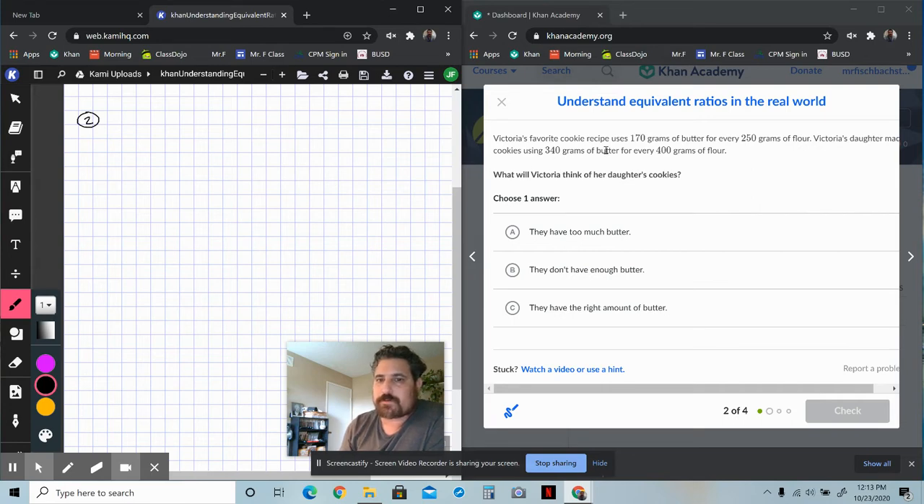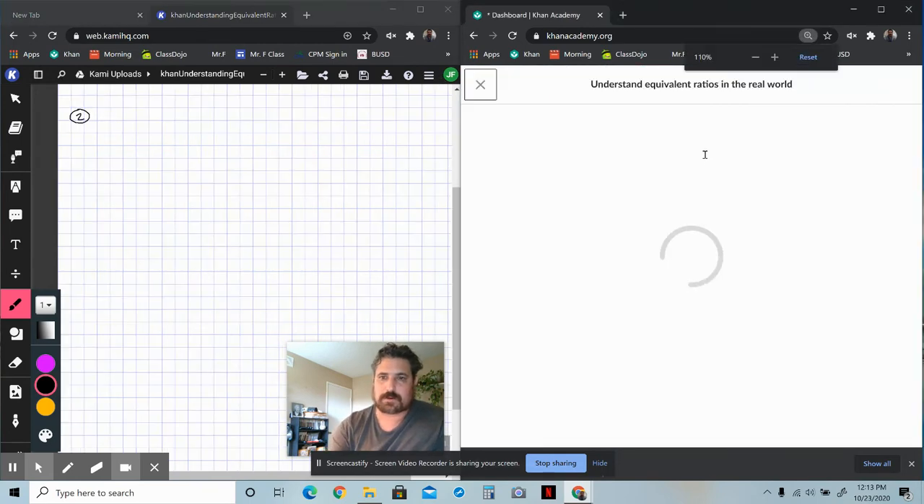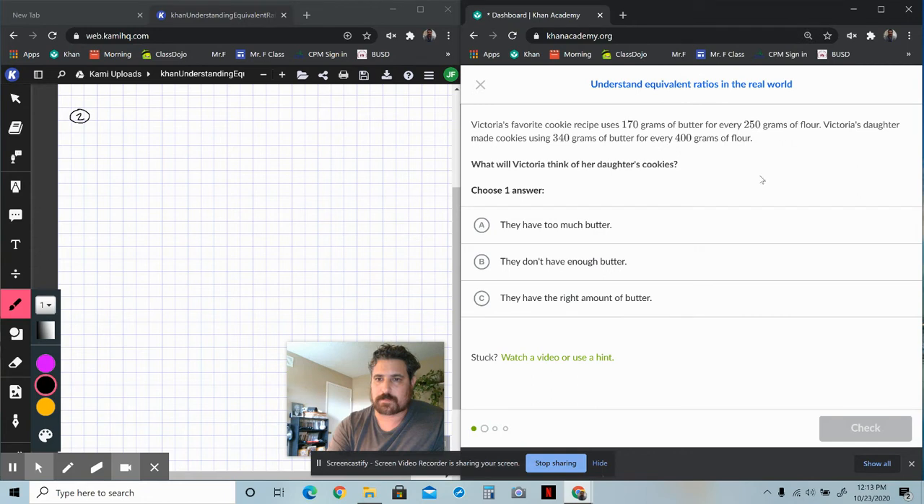It says Victoria's favorite cookie recipe uses 170 grams of butter for every 250 grams of flour. Victoria's daughter, let me zoom out a little bit because it's not showing me everything. Let me zoom in there. Okay, that's better. Victoria's daughter made cookies using 340 grams of butter for every 400 grams of flour. What will Victoria think of her daughter's cookies? Okay, so first thing is let's compare these different situations, right?